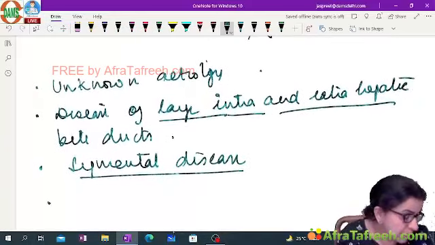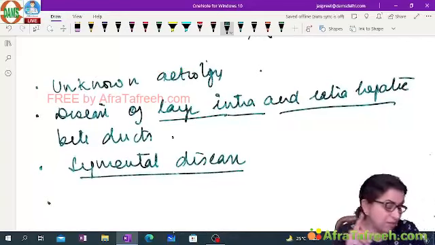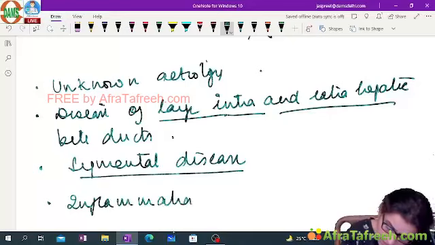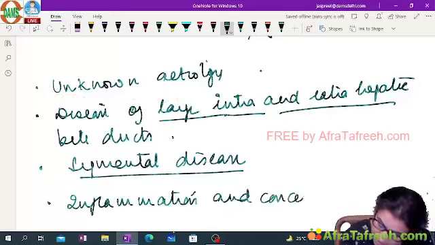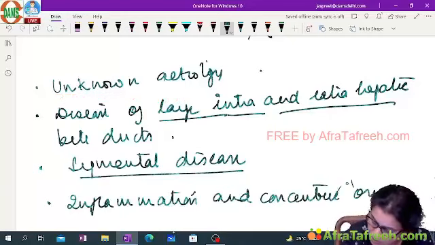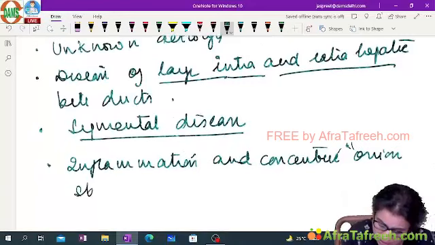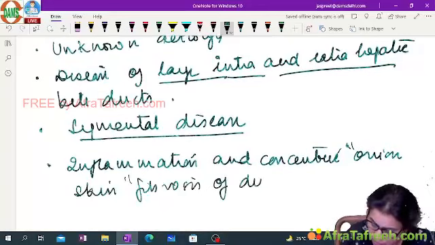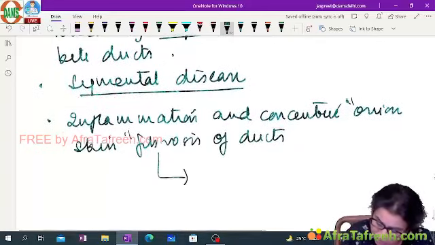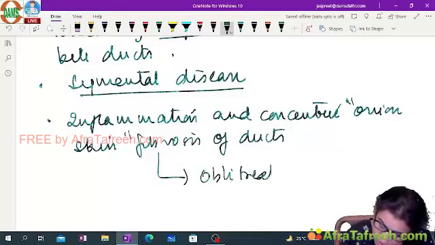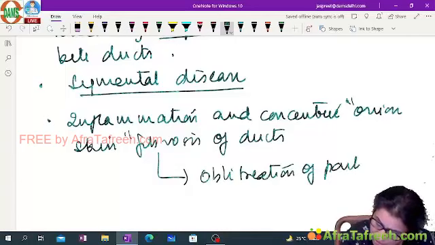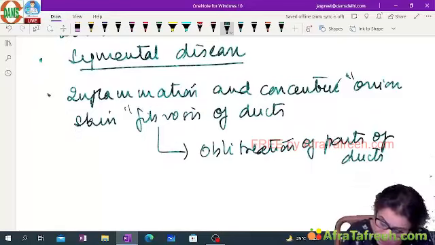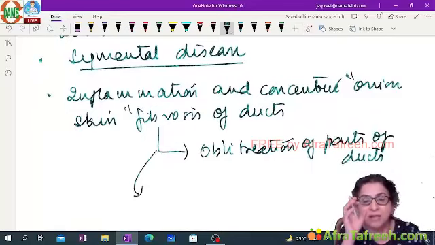And now what do you see? There is inflammation and concentric onion skin fibrosis of ducts. This concentric onion skin fibrosis produces obliteration of parts of the ducts. So parts of the duct get obliterated and the uninvolved parts dilate.